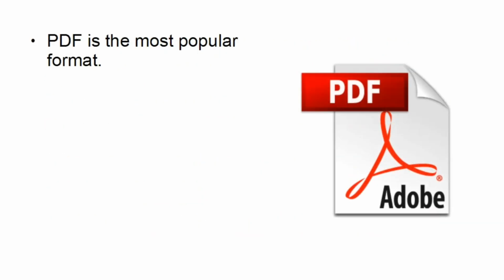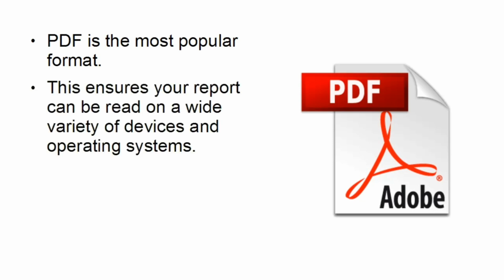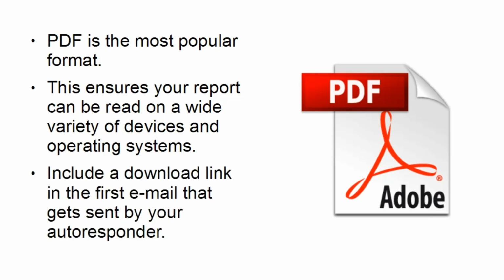Now, PDF, which is Adobe Acrobat format, is the most popular format for these giveaway reports. And there are a number of reasons for this. First and foremost, it ensures that your report can be read on a wide variety of devices and operating systems. So what you want to do is include a download link in the first email that gets sent by your autoresponder.